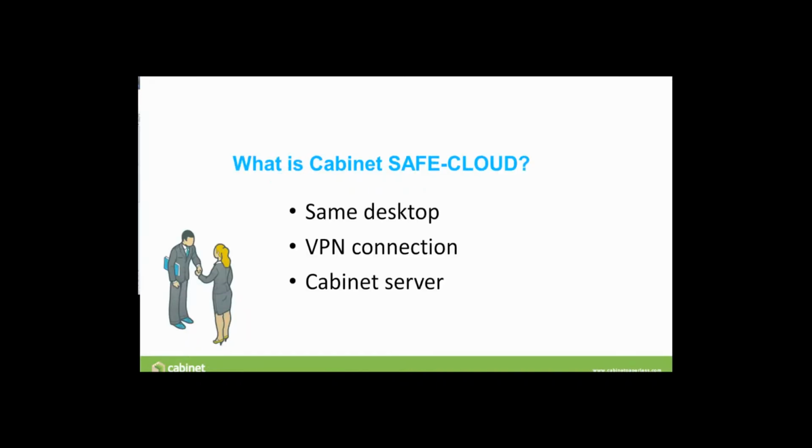So you might be asking just exactly what is this Cabinet Safe Cloud? Basically, it's the same desktop software that you use right now. Exactly the same. All that we do is point your desktop from looking at the server in the closet to looking at our server across the internet. We access the Cabinet Safe Cloud servers via a VPN connection. VPN stands for Virtual Private Network. It establishes a secure encrypted tunnel between your desktop and the Cabinet Safe Cloud server.